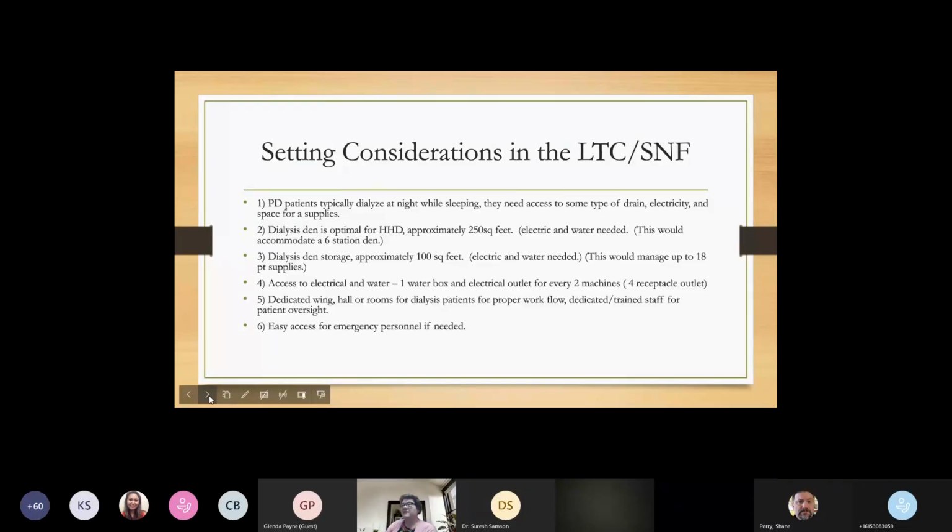So let's talk about the setting considerations in the long-term care or skilled nursing facility. We have contracts for PD patients as well as for HHD patients, and the considerations are just a little bit different, so I'm going to touch on those. For PD patients, they typically dialyze at night, and if they're using a cycler, they will need to have access to electricity because the cycler needs to plug into an outlet, as well as have some type of an area for them to drain their effluent into.